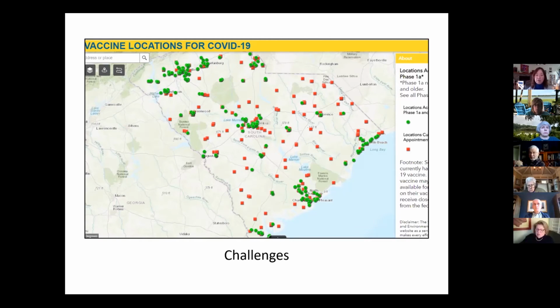One problem with this website is that you have to shop around. You have to click, click, click to find a place that has appointments that work for you, because just because it's green means that they have vaccine. It doesn't mean that they have appointments.